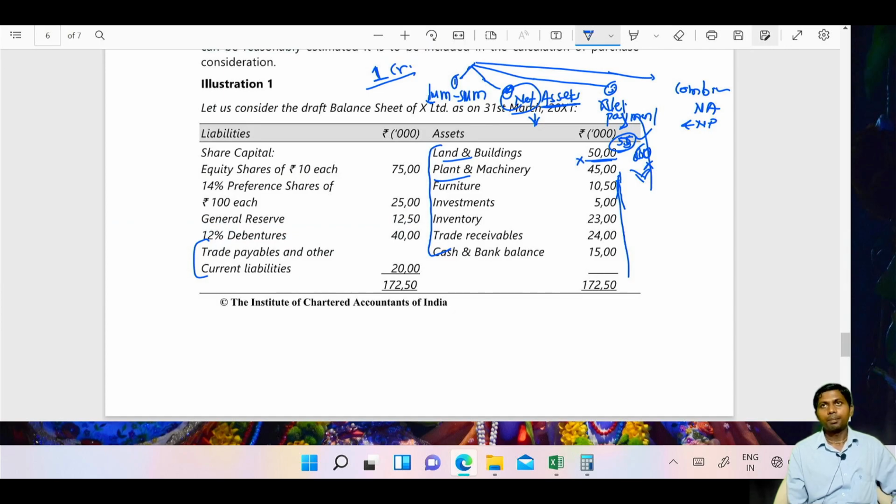Okay, what is the net payment method? In the net payment method, without considering agreed values of assets and liabilities, we just take into account what the transferee company is paying to the transferor company.